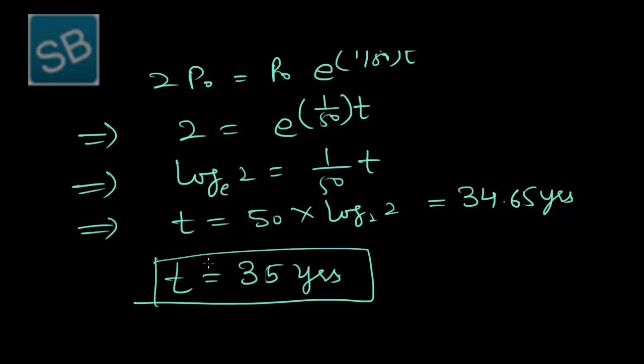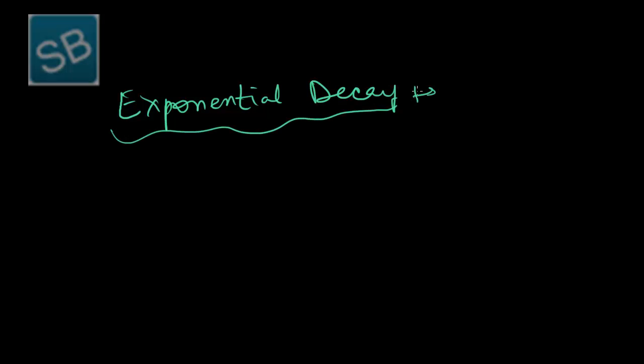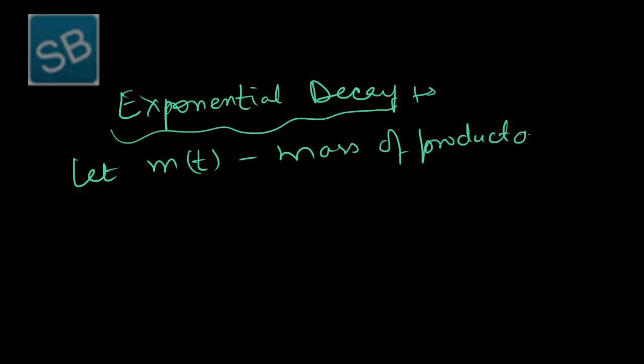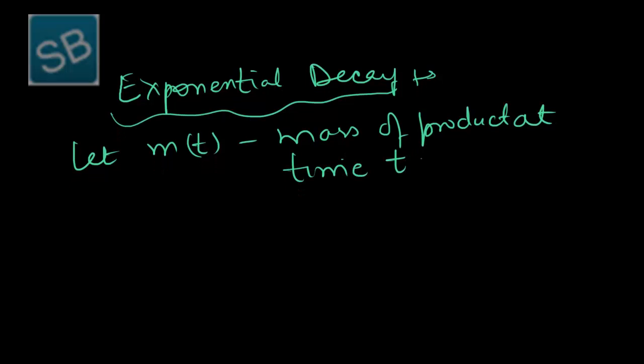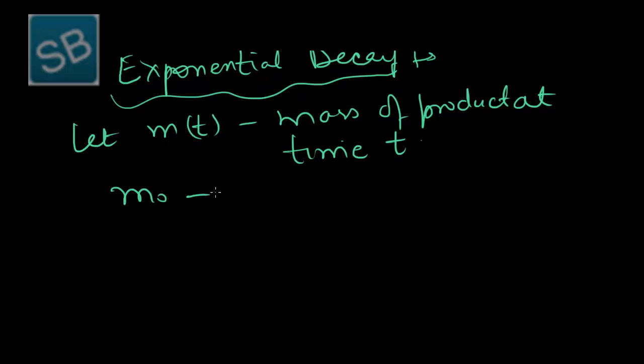So this is the application of exponential growth of a quantity in the form of differential equation. Now the next topic is exponential decay. This is the same as the exponential growth. Let m of t be the mass of product at time t and m of naught be the product at starting or initially, that is at t is equal to 0.